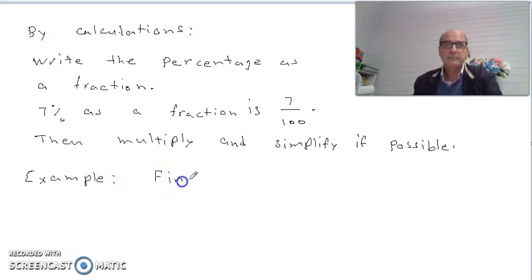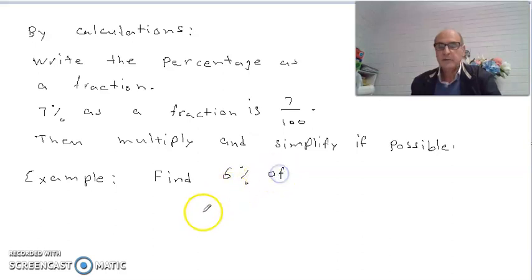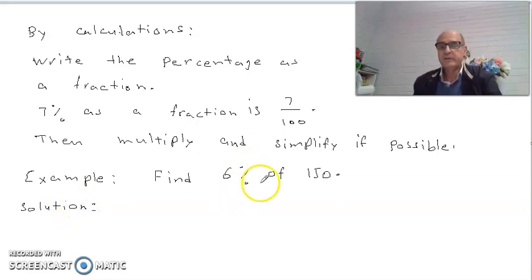As an example, find 6% of, say, 150. Okay, so what we're going to do, we're going to write the percentage as a fraction. It's going to be 6 over 100. Then times it by 150. As you can see, I am always replacing of with a times. Of in mathematics means times.